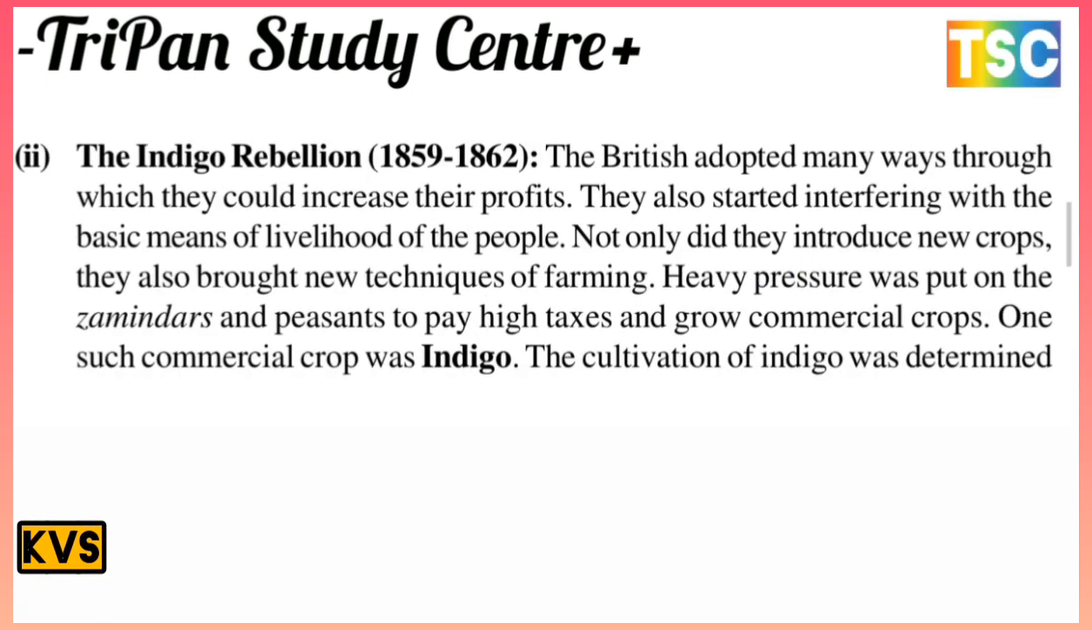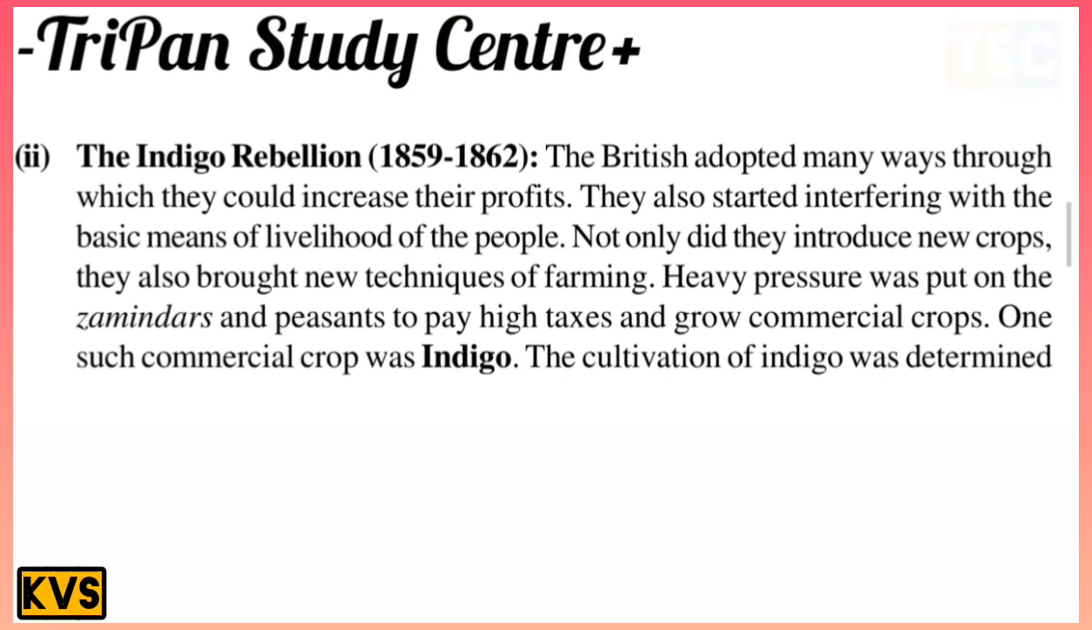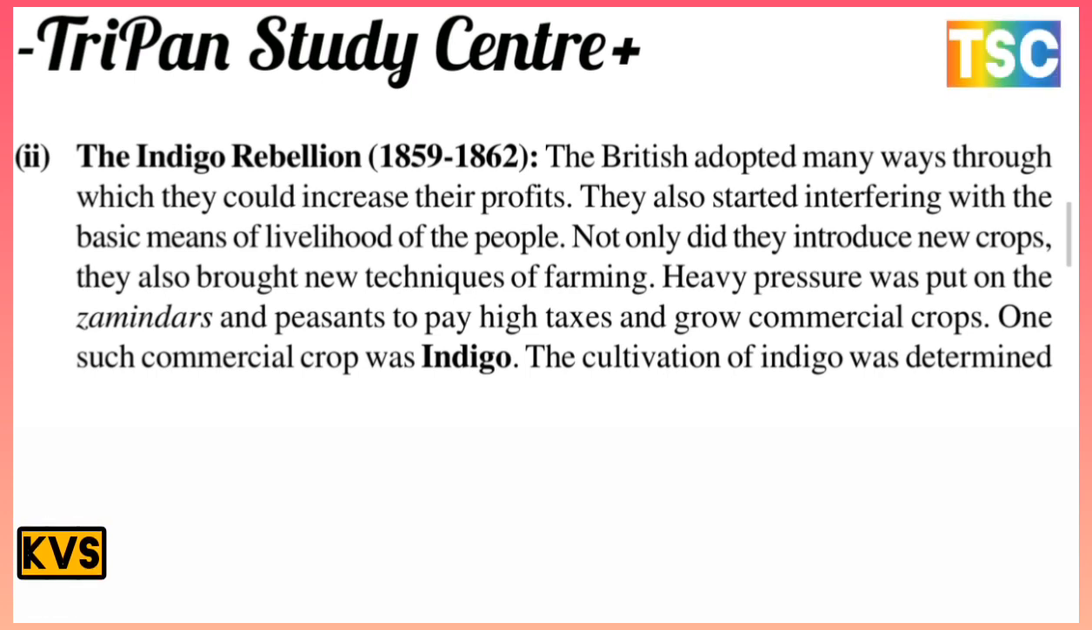The next one is the Indigo rebellion, during the period 1859 to 1862. The British adopted many ways through which they could increase their profit, and they also started interfering with the basic means of livelihood of the people. Not only did they introduce new crops, they also introduced new techniques of farming. Heavy pressure was put on the zamindars and peasants to pay high taxes and grow commercial crops.